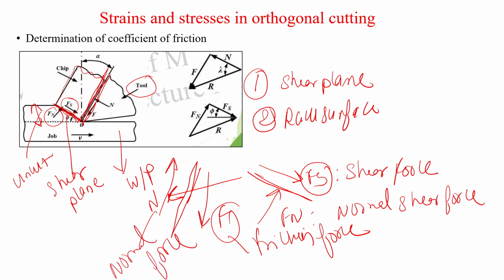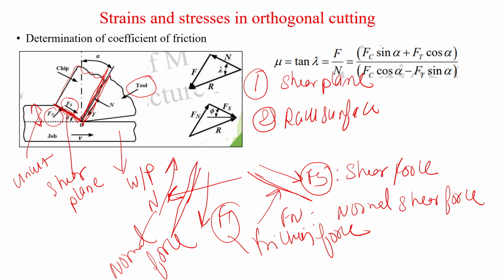So basically we have four forces. One is Fs, the shear force. Fn is the normal to shear force. F is the friction force, whose direction is opposite to the chip flow, and N is the normal force to the friction force. We should know these four different forces. This is all about the forces.